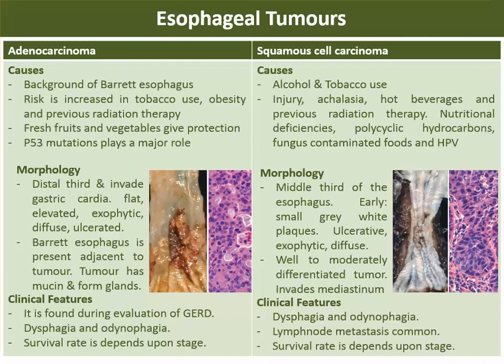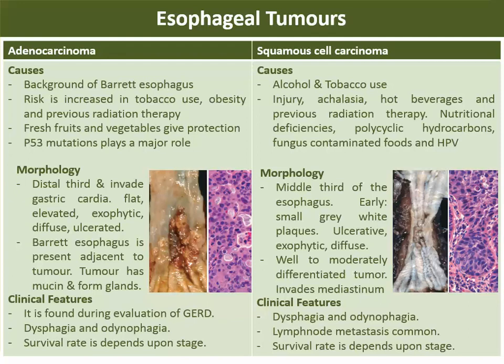Okay. So now esophageal tumors. Now coming to the 2 tumors. 2 totally different cancers. Benign tumors are very rare in the esophagus. So carcinoma is very common.